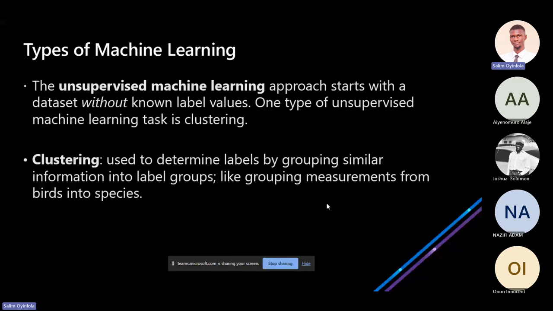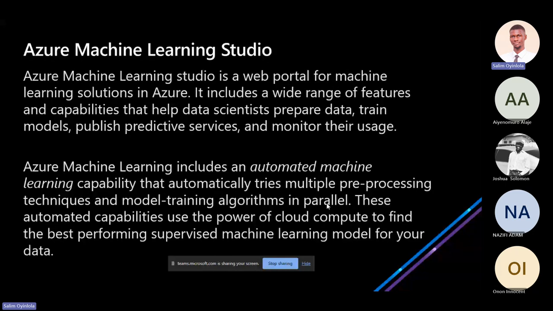Now, the major thing we'll be talking about today is Azure Machine Learning Studio. Azure Machine Learning Studio is a web portal, like a GUI, the user interface for machine learning solutions in Azure. It includes a wide range of features that help data scientists prepare data, train the model, publish predictive services, and monitor the usage.